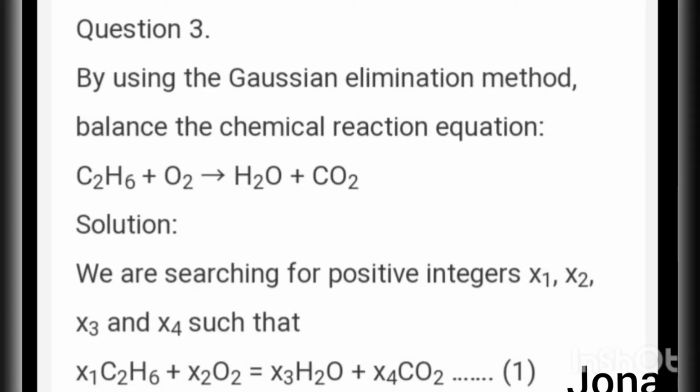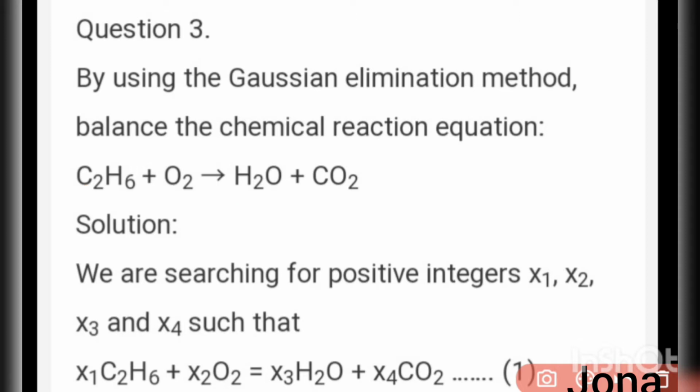Question number 3 in exercise 1.7. By using Gaussian elimination method, balance the chemical reaction equation. Here an equation is given: C2H6 plus O2 gives H2O plus CO2. Here we want to balance, that means we have to put some coefficients here, so that the equation will get balanced.